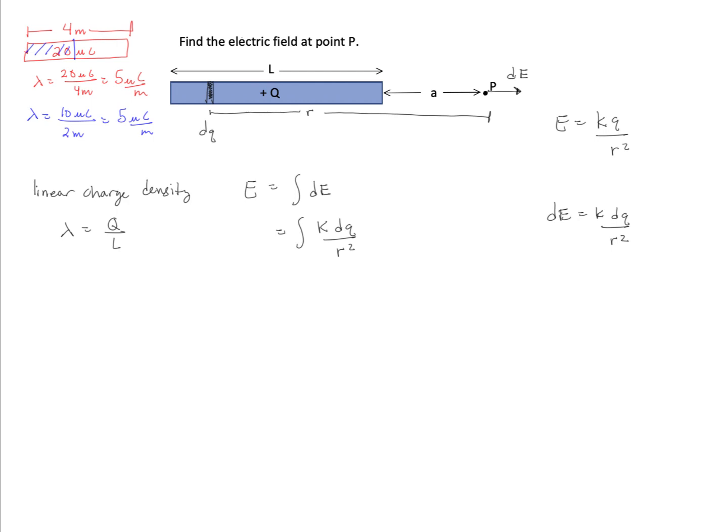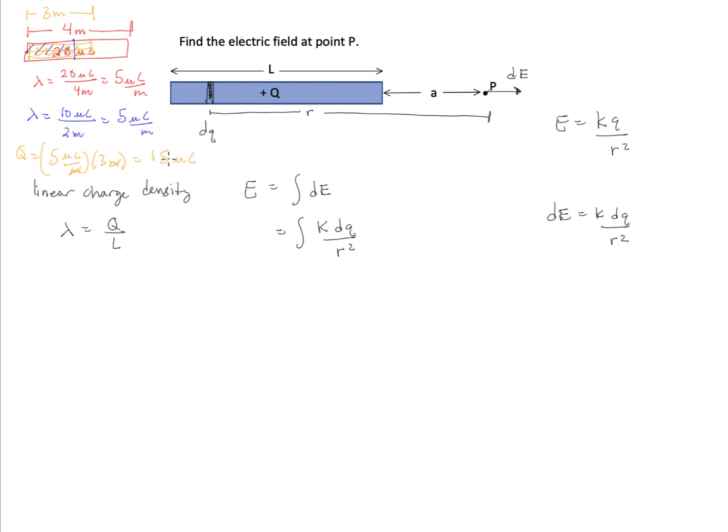So if I were to ask you how much charge this orange section would have, and let's say this orange section is 3 meters long, how would you do that? Well, you know that the linear charge density is 5 microcoulombs per meter. This section is 3 meters long, so the charge is 5 microcoulombs per meter times 3 meters. Meters cancel out, and you would get 15 microcoulombs.